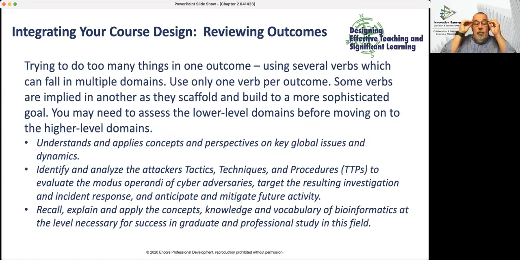Okay, so some examples that I want to provide you here when you take a look at these three bullets. "Understands and applies concepts and perspectives on key global issues and dynamics." This was somebody's outcome, all right? But you can see that, first of all, they use the word understands. I'm not sure how you measure the understands part. So one of my pieces of advice is get rid of understands. It doesn't really help you.